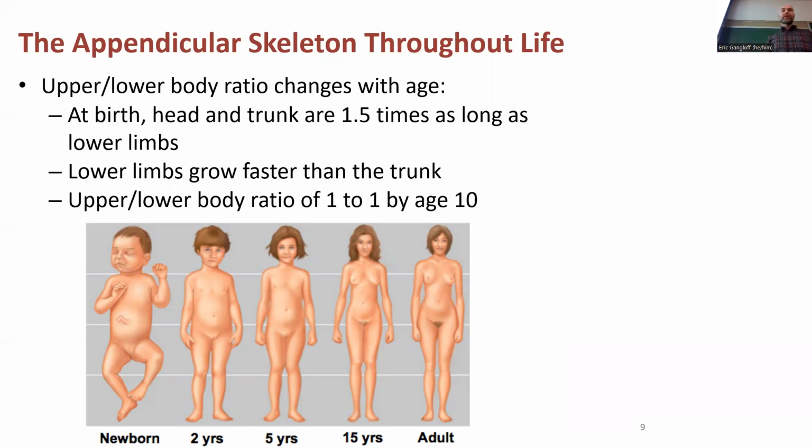The head becomes smaller. The lower limbs grow faster than the trunk, so they compose more of your height in older age than at younger age. And by around 10 years of age, your upper and lower body ratio, so essentially the height above and below your waist, is about 1. But then as you get older, that changes such that you have more height from your lower limbs compared to your torso.